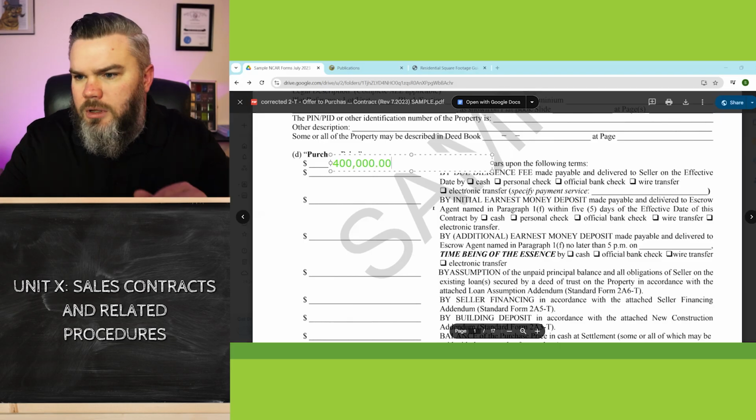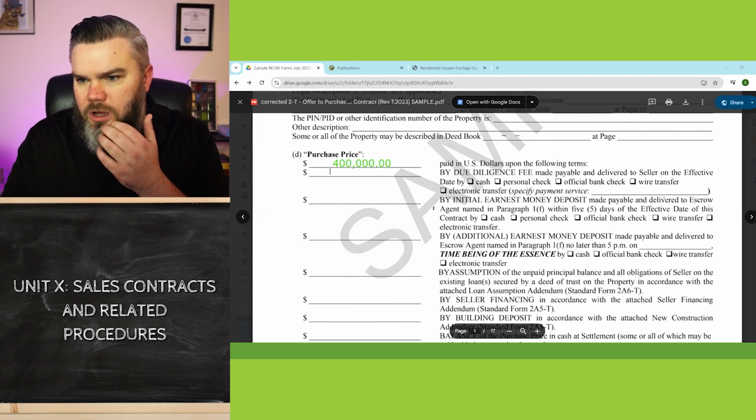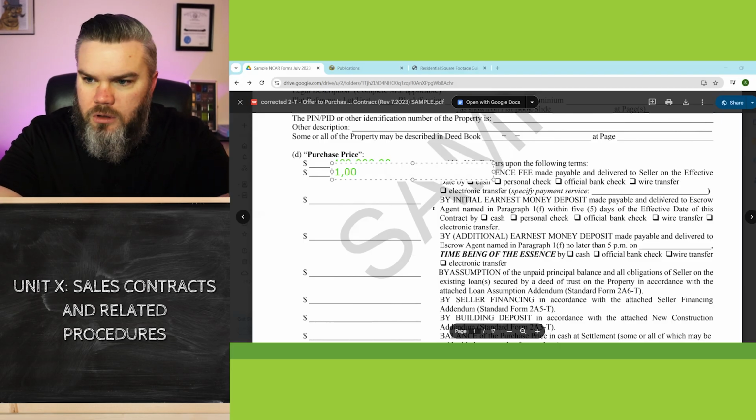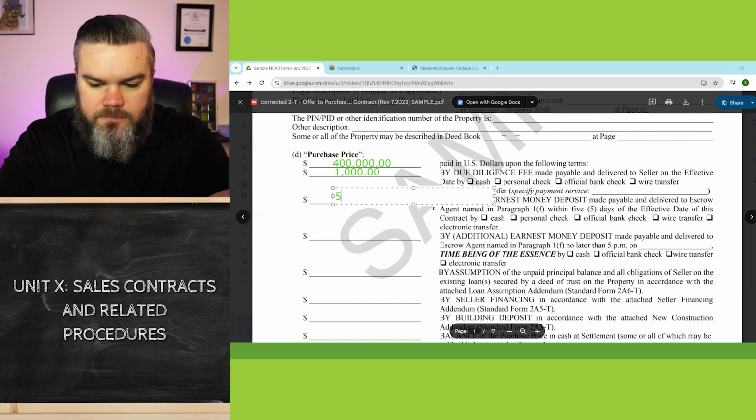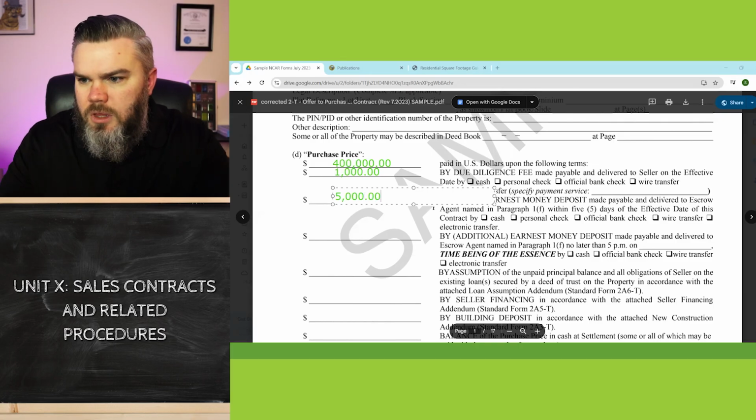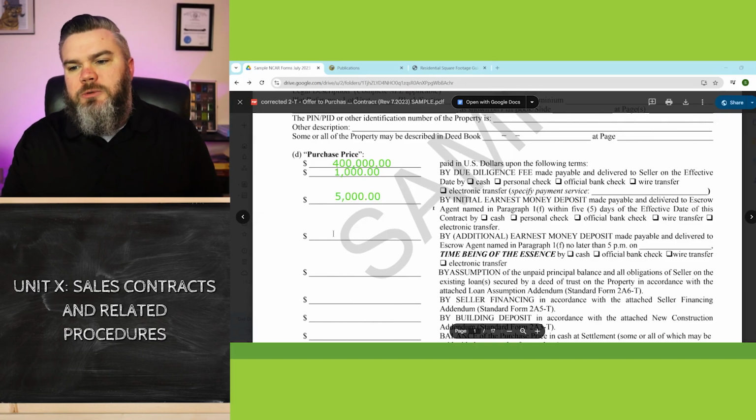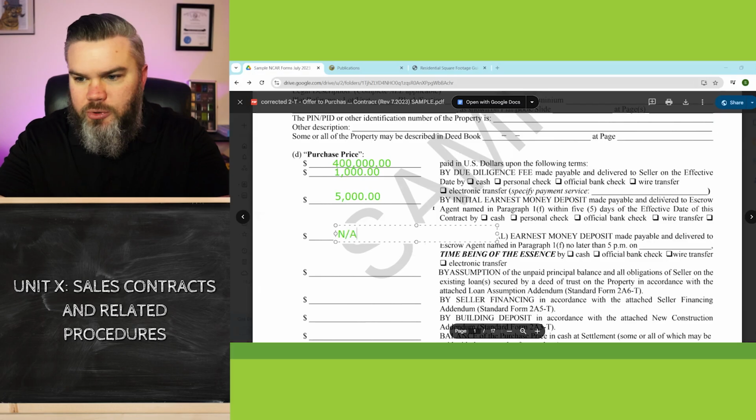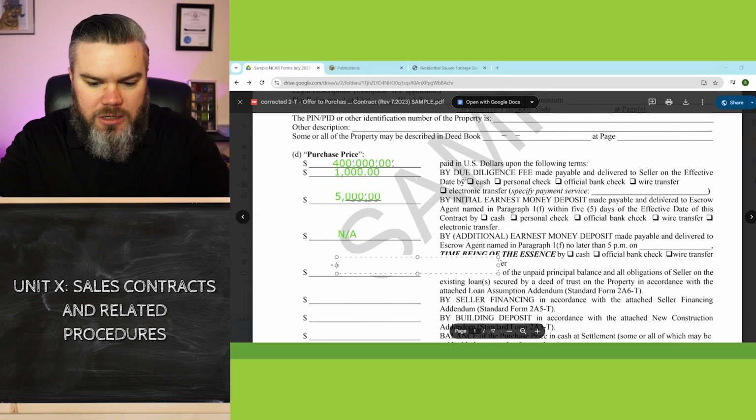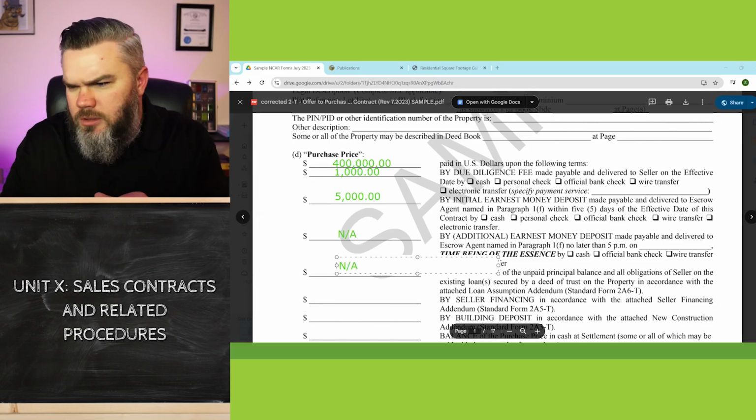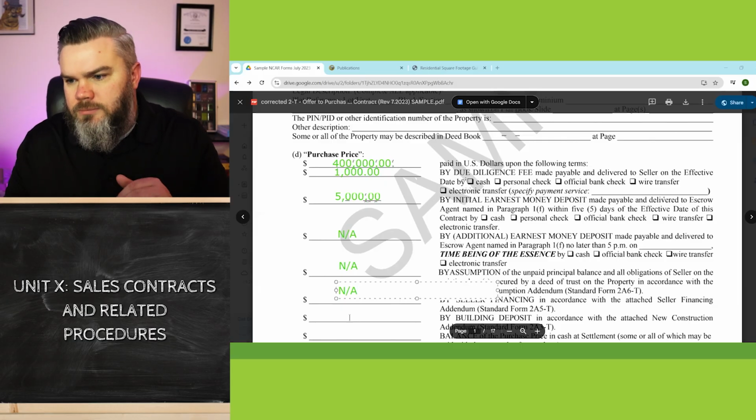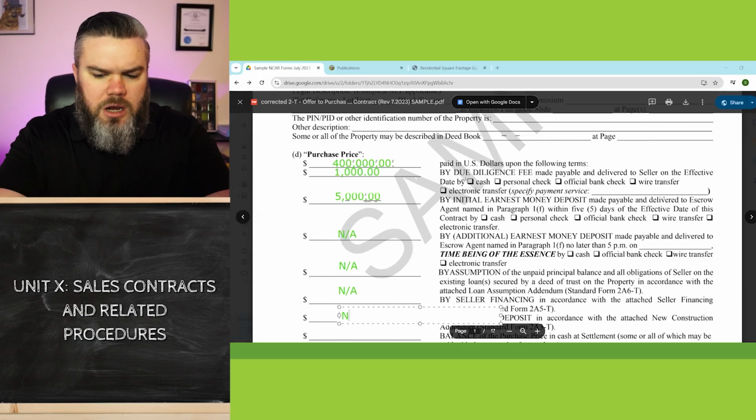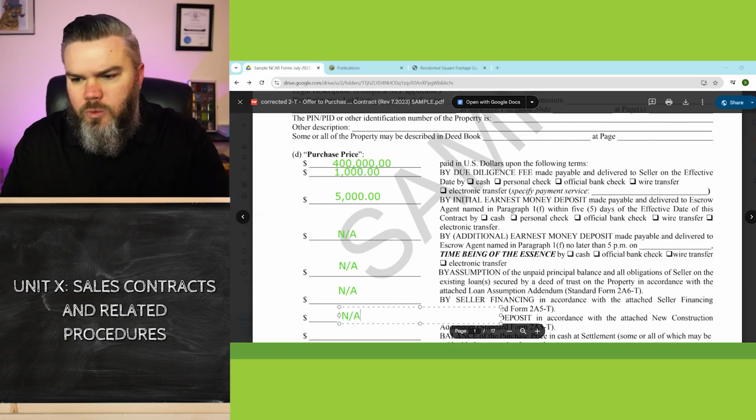400,000. And then they would come in here and say, okay, we're going to offer $1,000 in due diligence and $5,000 in earnest money. And of course, if we're not going to use any specific piece, best practice is to put in N/A. So very commonly, we're not doing any additional earnest money. We're not doing assumptions or seller financing. I'm not going to say they don't exist, but, you know. And then, of course, the balance is what's left over.